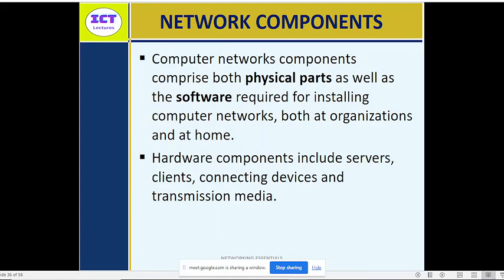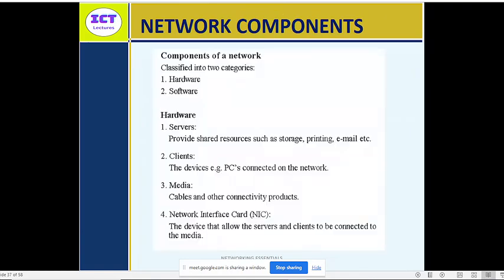We are going to look at network components in detail. Ideally, right now, you need to factor in the two major components, hardware and software. So if you want to implement a network, you need to have the proper hardware and the proper software. Examples of these hardware could include the server, right? We're going to look at what servers are in detail and examples of these servers. We also have clients. Client computers are the ones that the users normally use. So if you want to connect to a network, use the client computers. Media, these are the cables. We're also going to look at the various cables, and of course the network interface card.